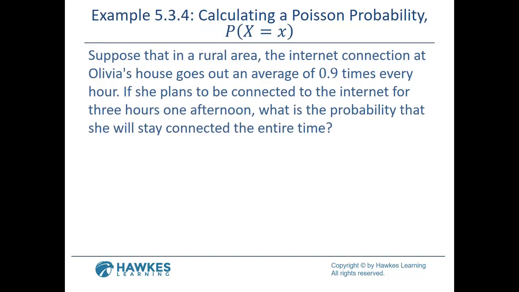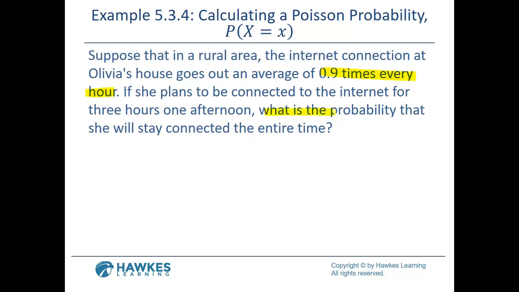Let's try another one. The more you practice these, the more you'll see them, and you're looking for these keywords. I'm trying to point out some of these keywords to help you out. Suppose in a rural area, the internet connection at Olivia's house goes out on average 0.9 times every hour. We have an interval there. Now, if she plans to be connected to the internet for 3 hours in one afternoon, what is the probability that she will stay connected the entire time?